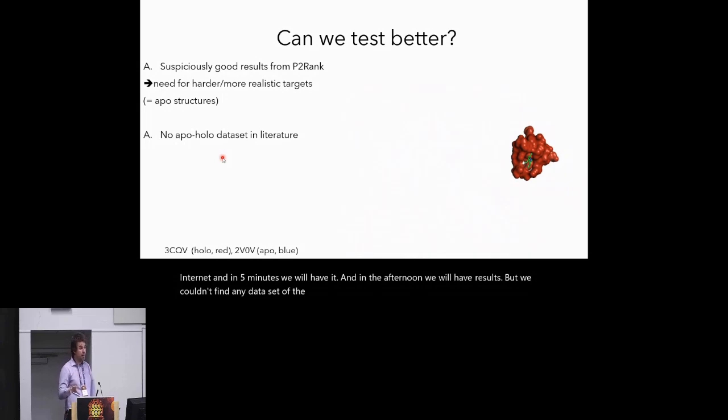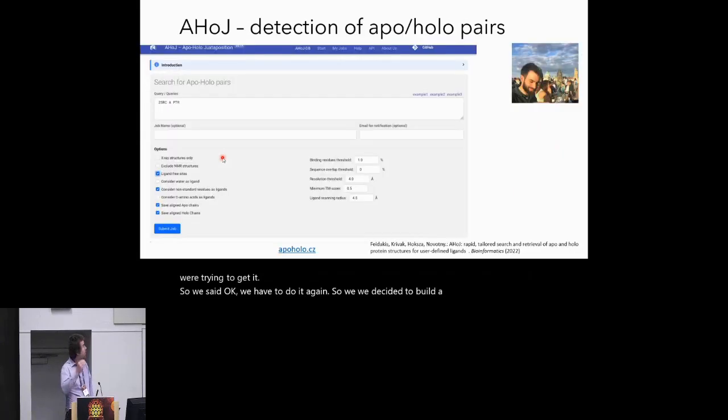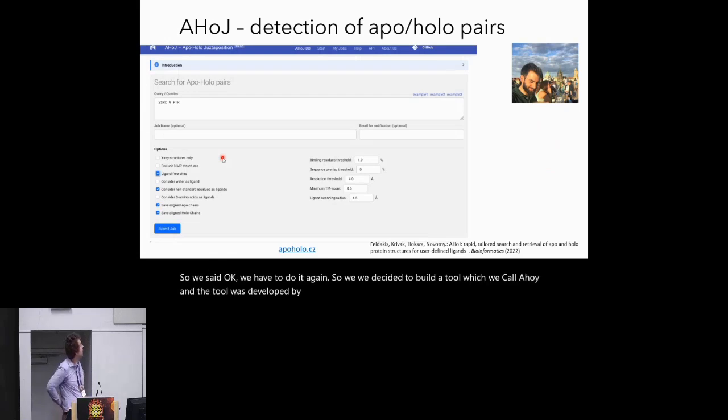There used to be some, but they disappeared. As you have with the bioinformatics tools, the maintenance of those is difficult. So there were at least 2 or 3, but none of them was present when we were trying to get it. So we said, okay, we have to do it again. So we decided to build a tool, which we call Ahoy. And the tool was developed by my student, Christos Feidakis.